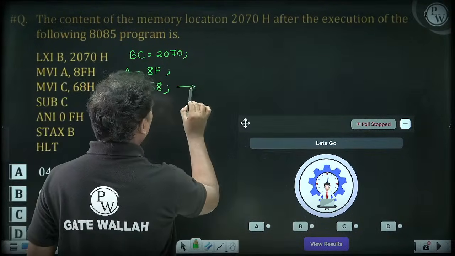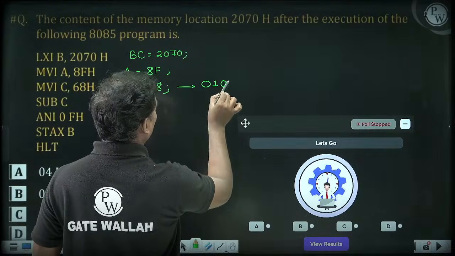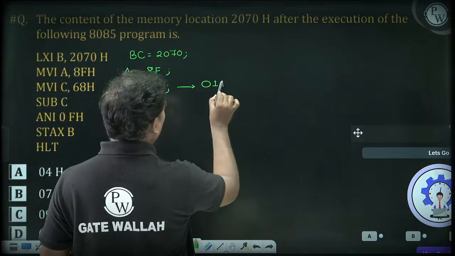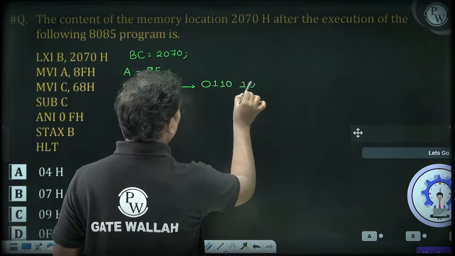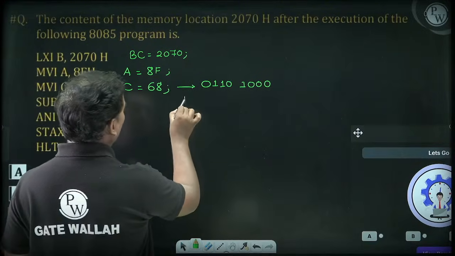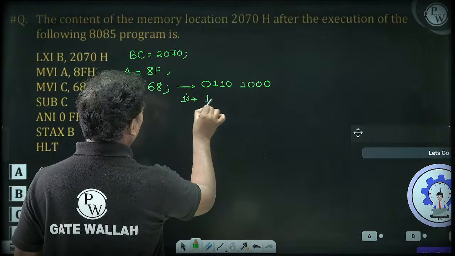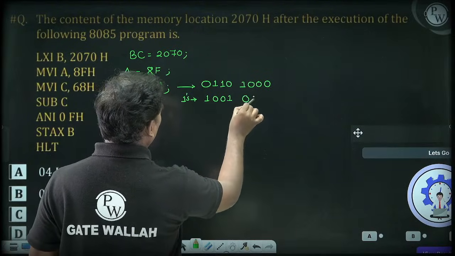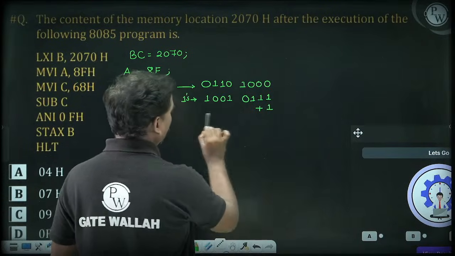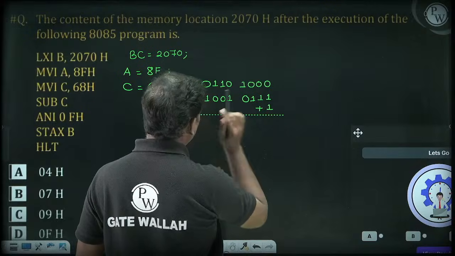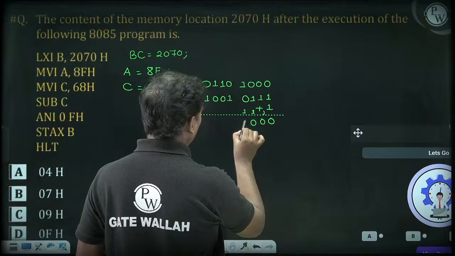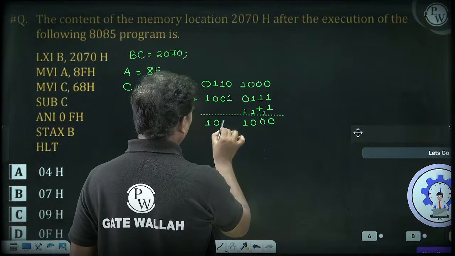So first we have to take the C complement. 68 is 0110 1000. Now if you take the ones complement of this, 1001 0111. Now add plus 1 to this for the 2's complement. So 1 plus 1 is 0, 1 plus 1 1 is 0 1. So this is 1001.